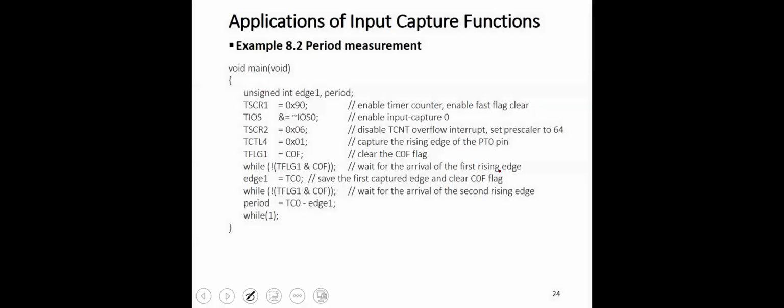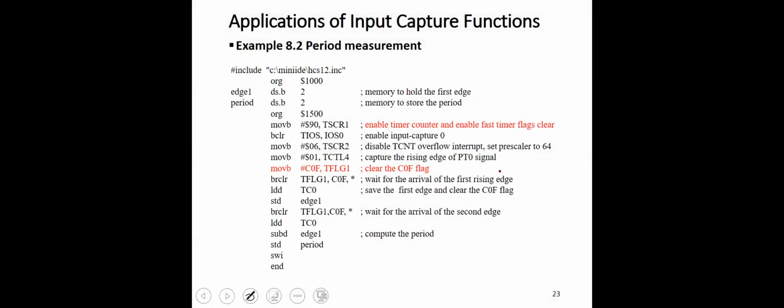So this is the program in assembly and C. Here we have two variables, edge 1 and period. Edge 1 is basically used to store the time of the first edge. And this variable or memory location is basically used to store the period that we calculate at the end. So what is done here, basically enable timer counter and enable fast timer clear. So basically we store this value in the control register for the timer system, control register number 1, enable the timer and the fast clear flag.